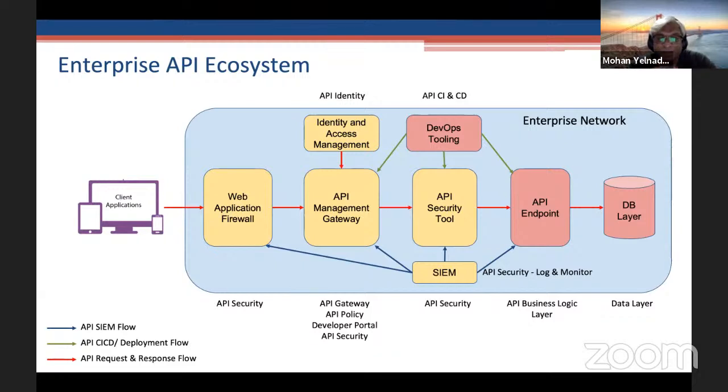So these three different services, the gateway service, the policy service, and the developer portal service, are usually combined at the API management gateway level. The API security service is something that normally resides outside. So maybe we can go to the next slide and we'll talk in detail about the API security service.